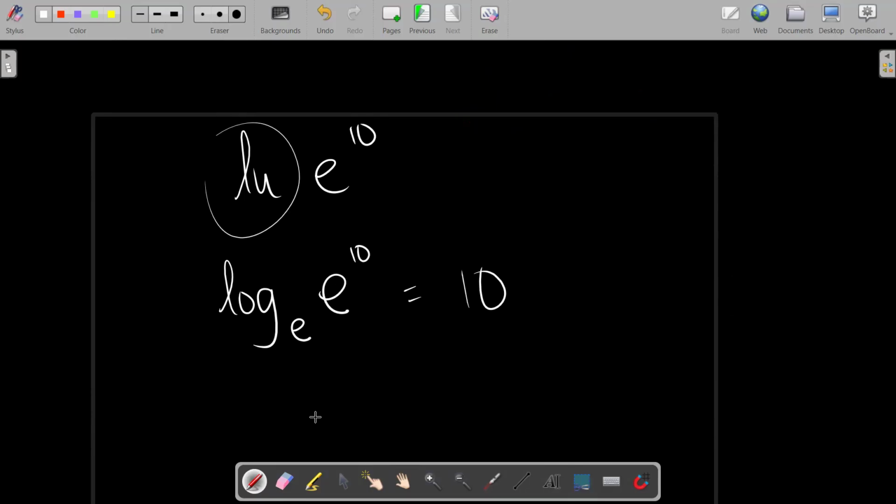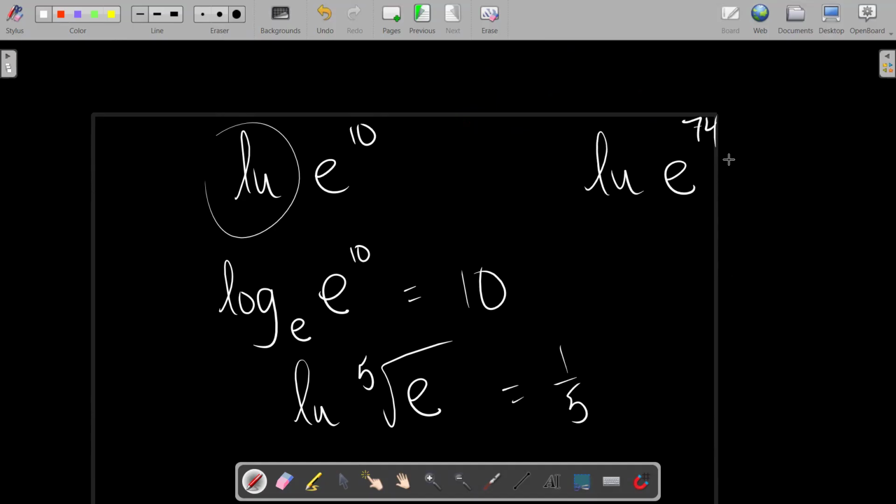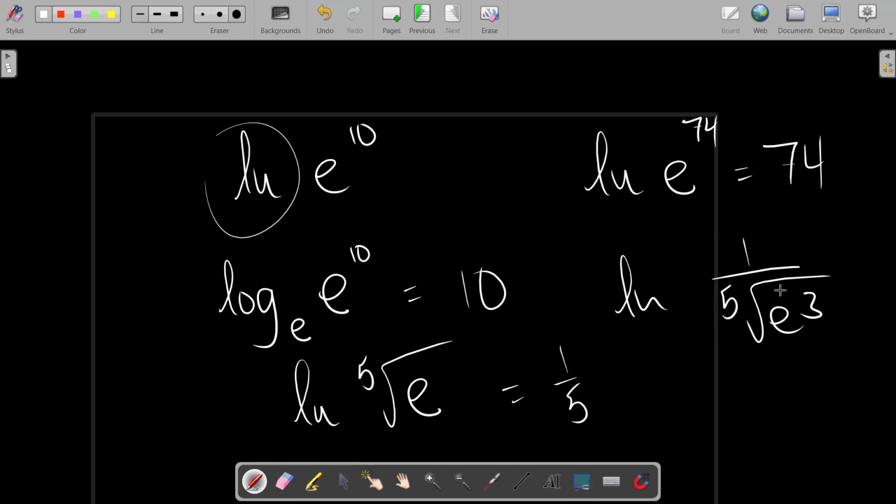And what is log base e of e to the 10th? It's 10. What is the natural log of the 5th root of e? It's 1/5. What is the natural log of e to the 74th? 74. What is the natural log of 1 over the 5th root of e cubed? -3/5. Eventually, we are going to apply the number e to answer questions about continuously compounding interest and exponential decay and stuff like that. For today, what I really need you to know is A, he's a really cool number, and B, the natural log is just a log with a base of e.